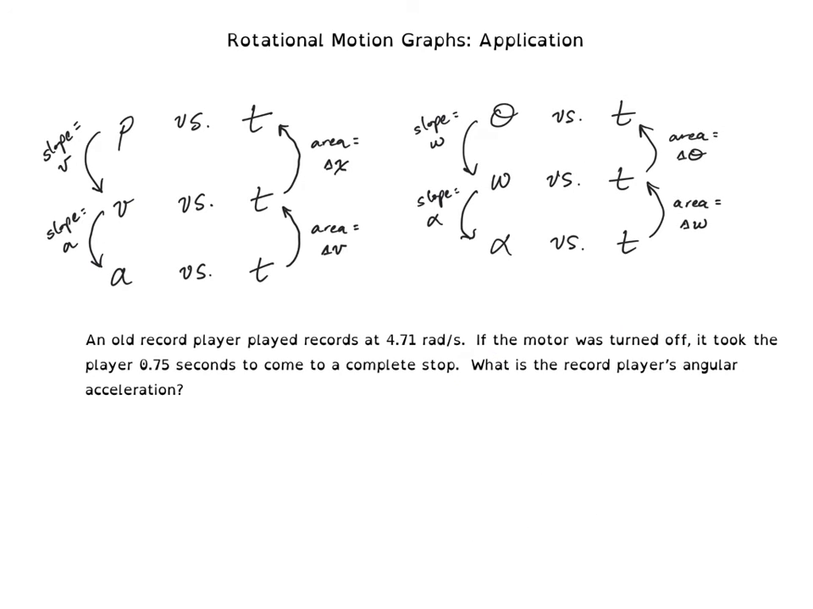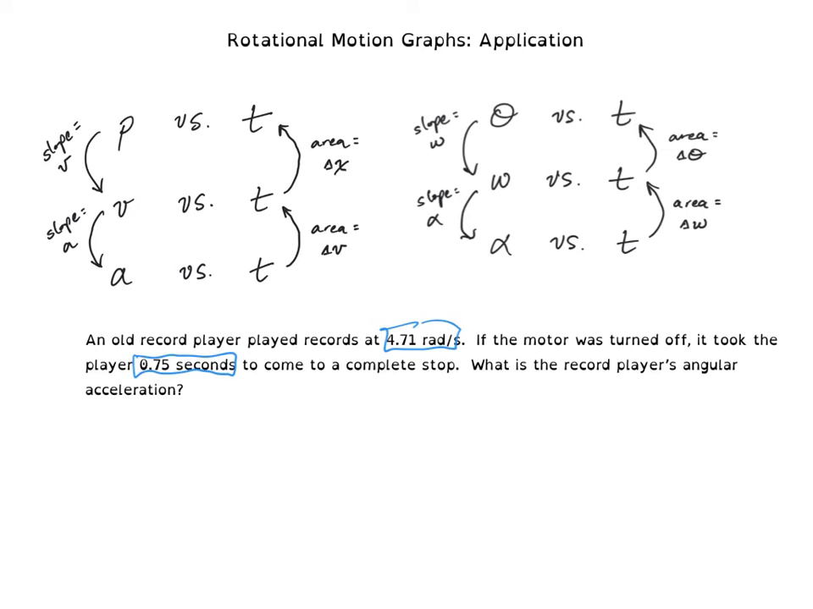All right, so our next problem that we have here, we're looking at an old record player. Okay, so we're going old school here. So we're told that the old record player plays records at 4.71 radians per second. And now if the motor of that record player is turned off, it took the player 0.75 seconds to come to a complete stop.